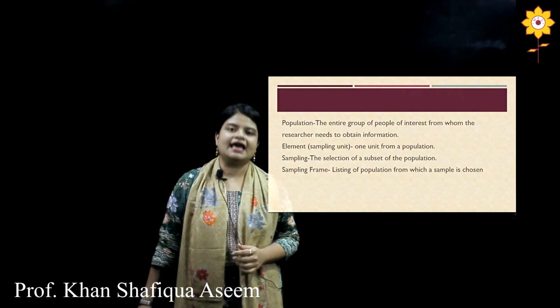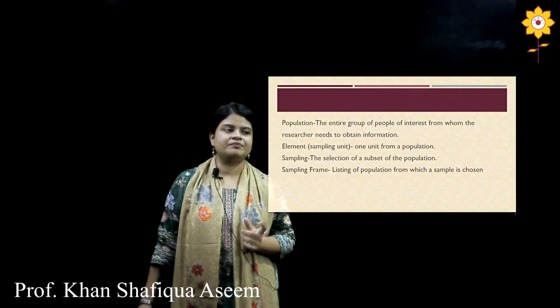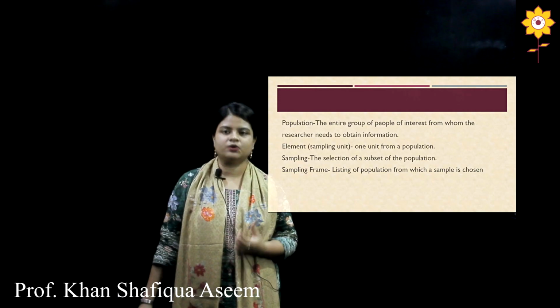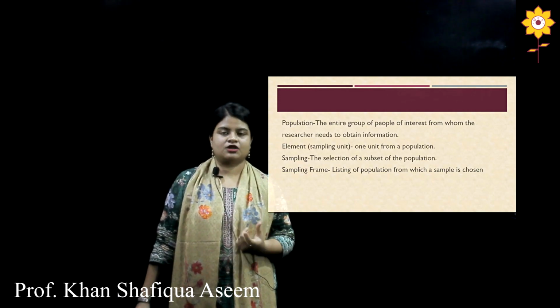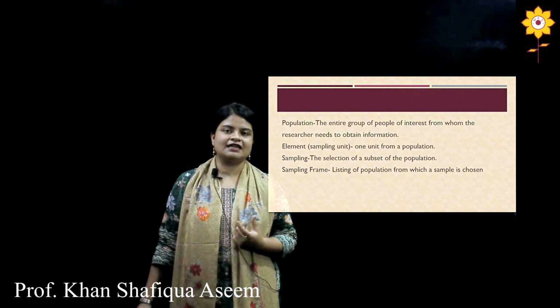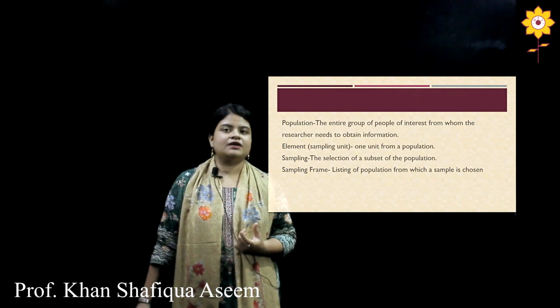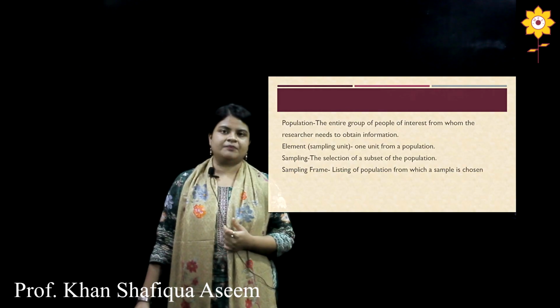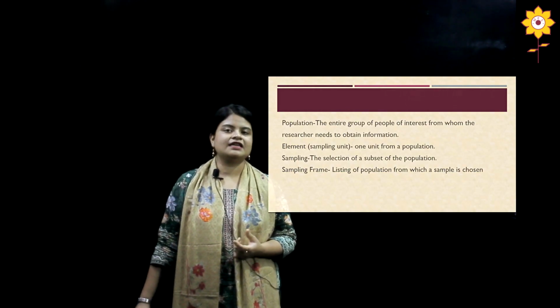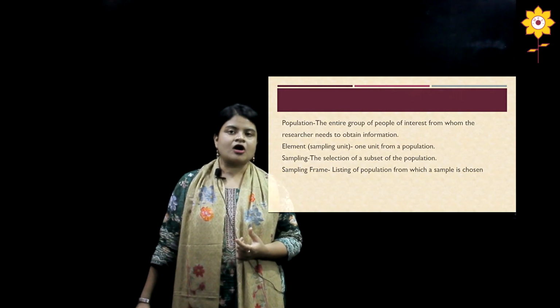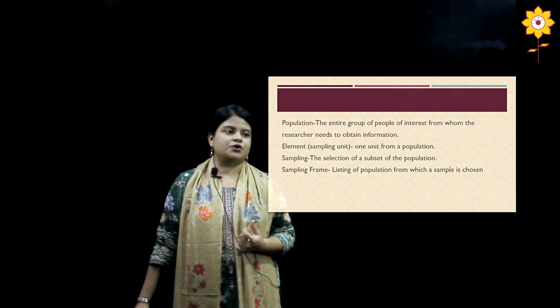The next is the element. The term element basically refers to the sampling unit. The sampling unit is nothing but one unit from a population. This one unit has defined characteristics which we are going to take up for the purpose of the research study. Next is sampling. As I said earlier, sampling is the process of selection of a subset from a larger group.